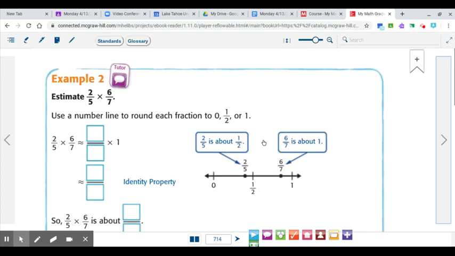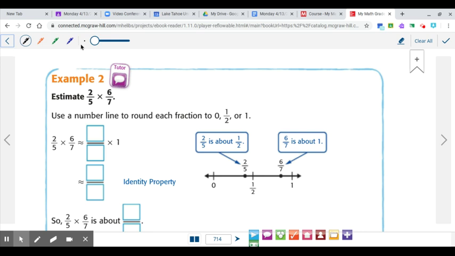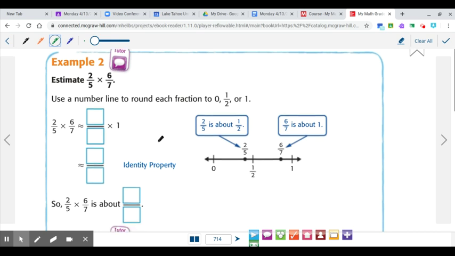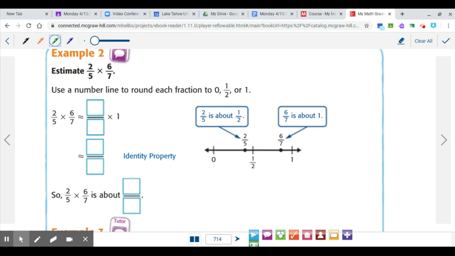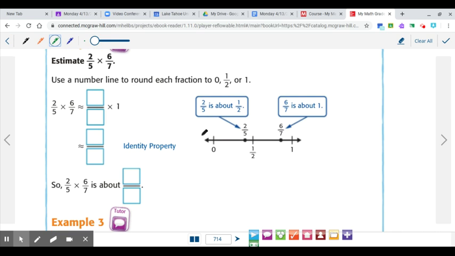All right, so come on up top up here again, and we have now a harder problem, really, because if you look at this, we want to estimate 2/5 times 6/7, and I see nothing really compatible in there. I don't see anything that really is going to help us much. So we're going to use our benchmark fractions so that we can estimate and round to get to the best part. So it's nice that they drew a little number line for you here.